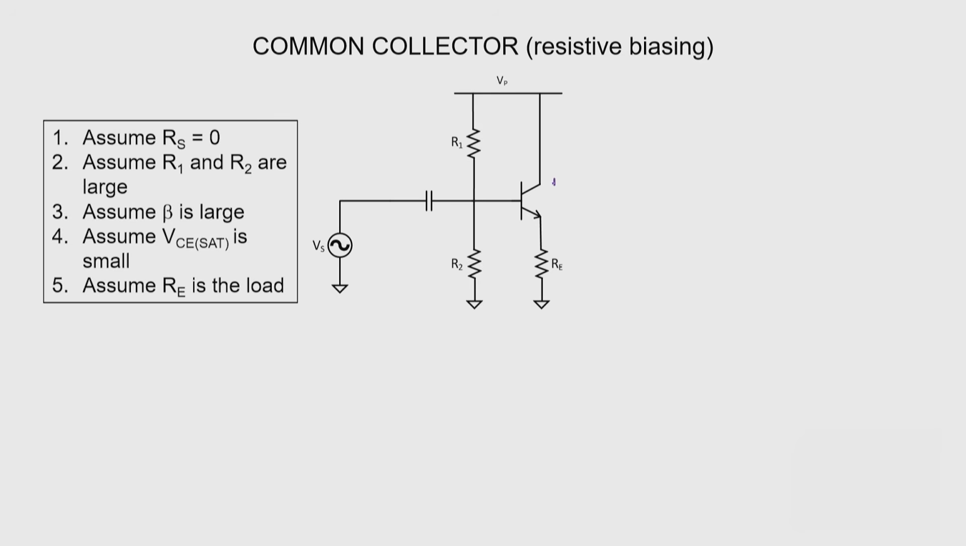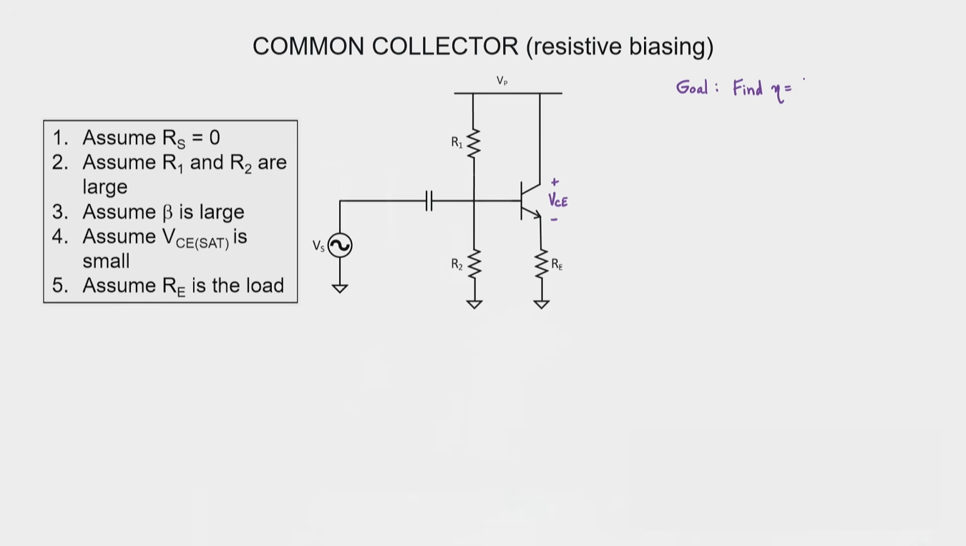I'm going to assume that beta is large, so we don't have to worry about the base currents. I'm going to assume that the VCE saturation is small. That way I don't have to worry too much about transistor to transistor variation. And then finally, as I mentioned, I'm going to assume that RE is the load resistor. My goal is to find the efficiency of this amplifier.